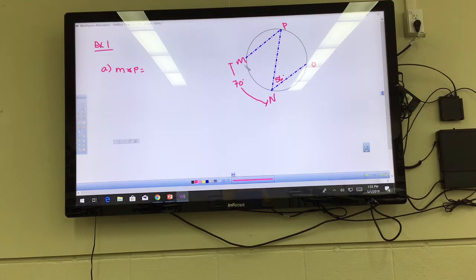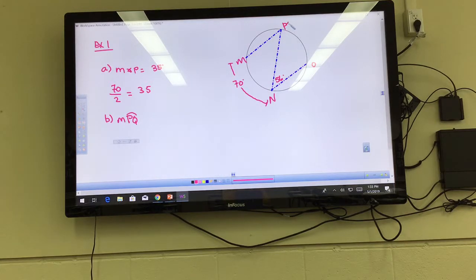If we know that the measure of arc MN is 70, remember that the inscribed angle is half of that intercepted arc. So if MN is 70, then what is half of 70? Would be 35. So the measure of angle P would be 35 degrees. Okay, the next part, we're asked to find the measure of arc PQ.